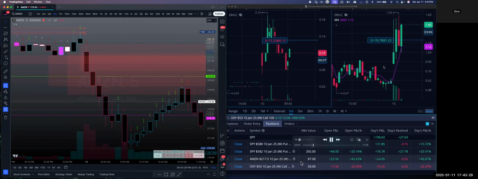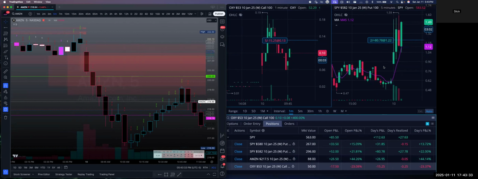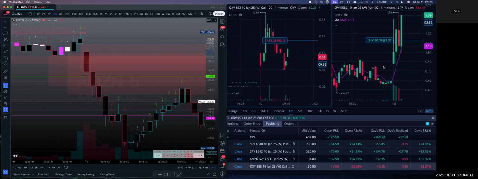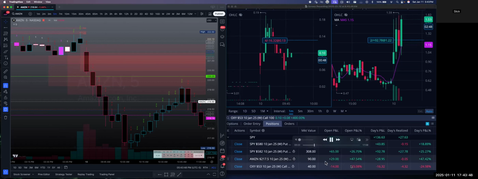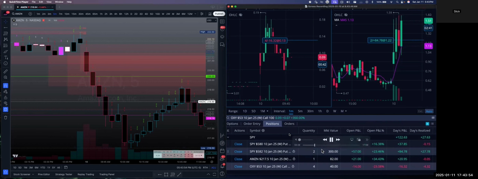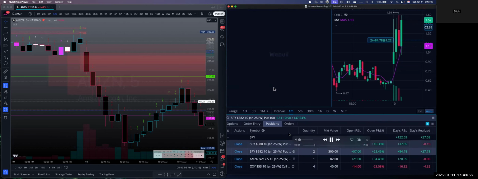Okay, I'm still in those two contracts on SPY. And we're pushing. And that's why I really wasn't much worried about Oxy, because I thought Oxy was going to push with it. Down 22%, it's $14. I'm already up like 120 on just the SPYs right there, right?